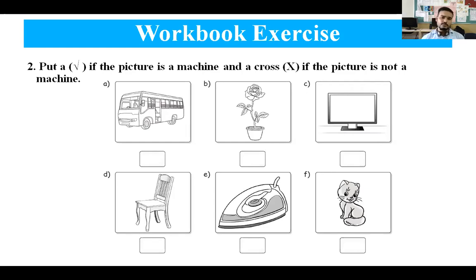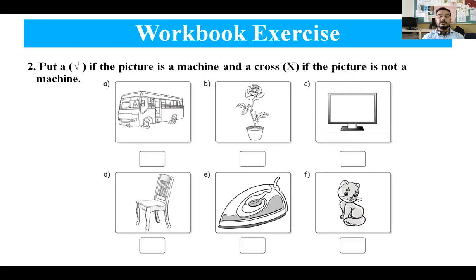Or any other bus. So bus is a machine or natural thing. Is it made by nature? No, it is made by human beings. So it is man-made thing. बस क्या होता है? Man-made thing होता है. बस हमने बनाया है. बस ने हमको नहीं. Okay, so it is man-made thing.